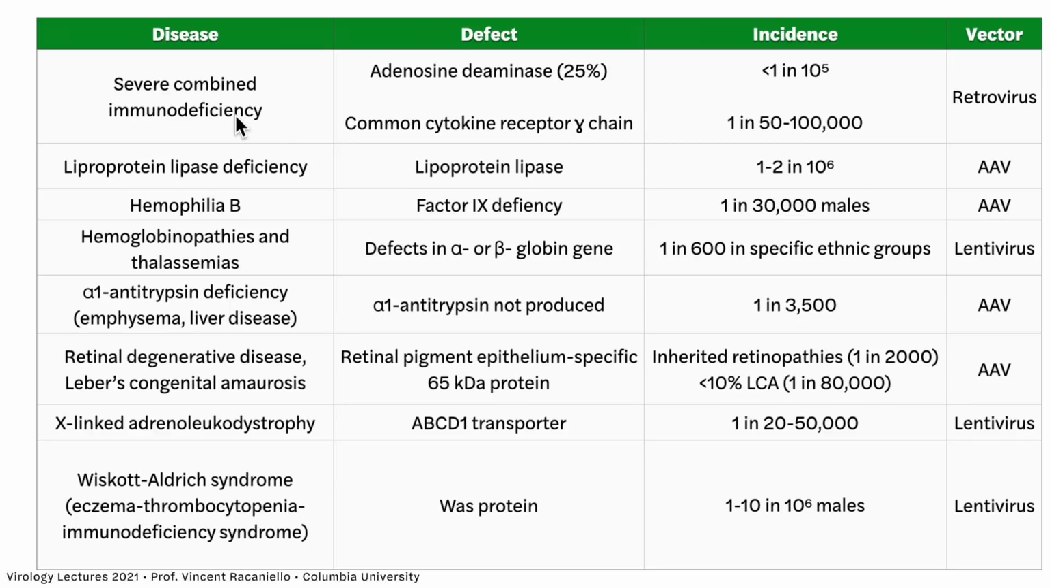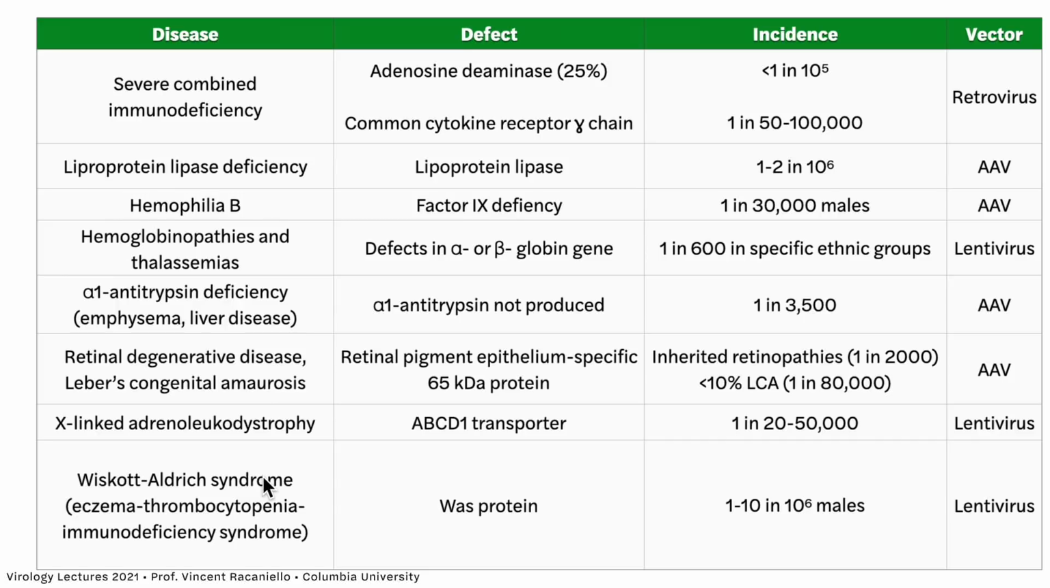So, for example, SCID, severe combined immunodeficiency. There are two kinds of defects that can lead to that: adenosine deaminase, or the common cytokine receptor gamma chain, and retroviruses are being used for that. Hemophilia, hemoglobinopathies, kidney disease, blindness. We'll talk a bit about blindness here. X-linked adrenoleukodystrophy, and others. So there's no shortage of these monogenic diseases.